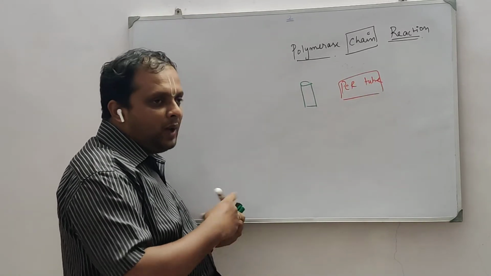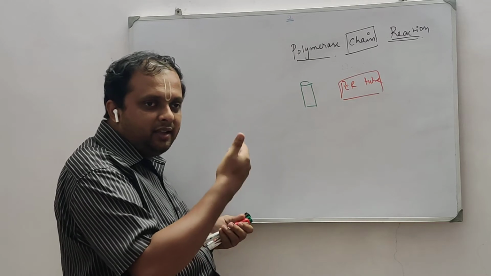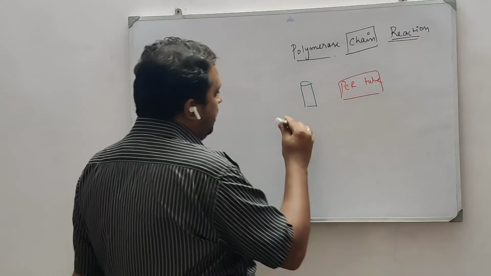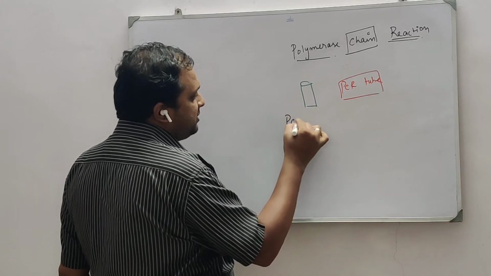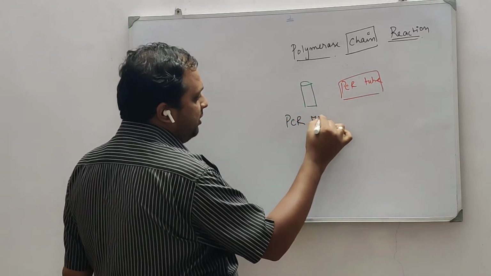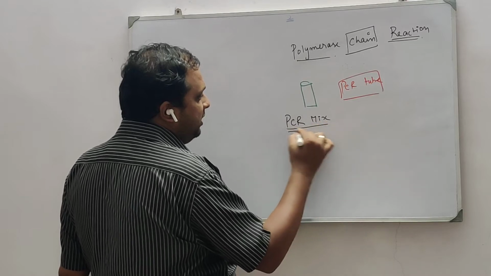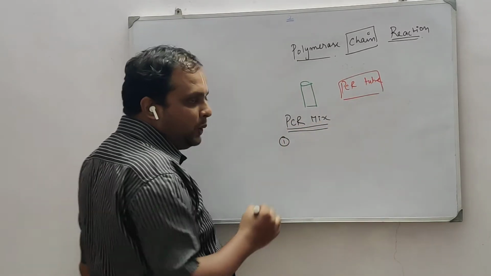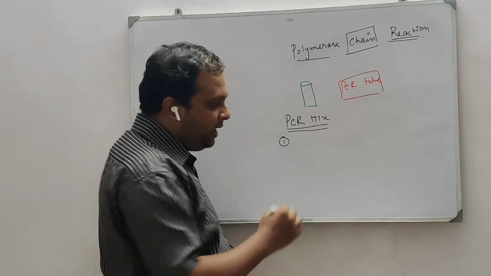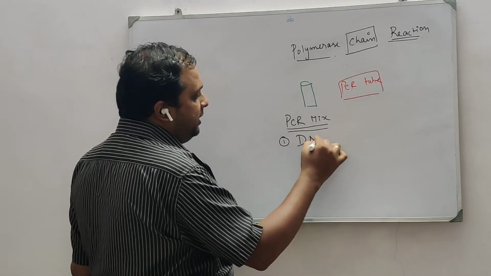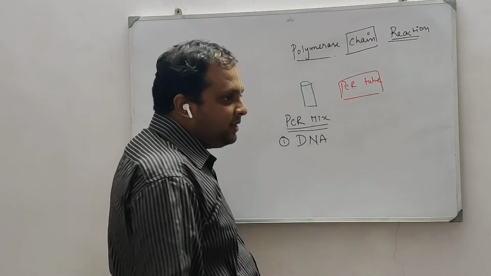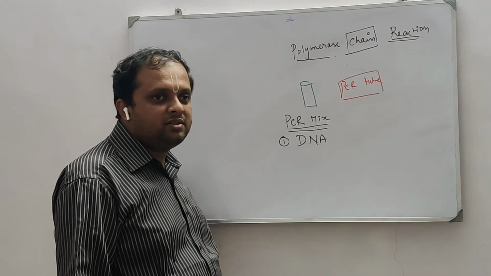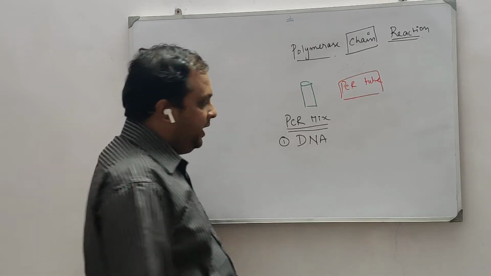So in this I have to add certain reagents for the reaction to happen. So I'll call it the PCR mix. So what are the things that need to be added in the PCR mix? Obviously I need to have the insulin gene, which is there in my DNA. So I have to add DNA. Where does the DNA come from? The DNA which is isolated from the concerned cell, specific cell DNA.